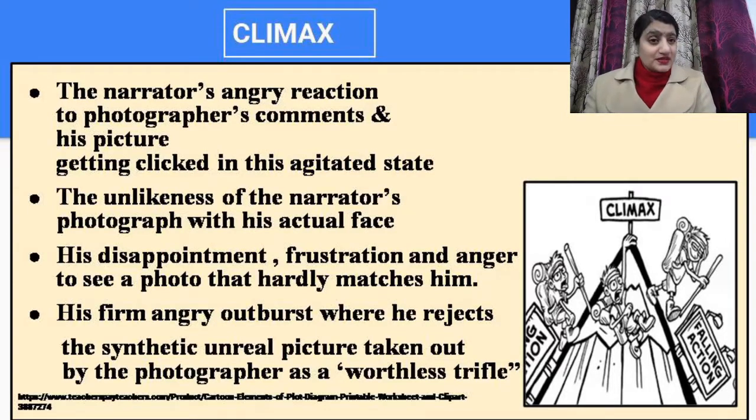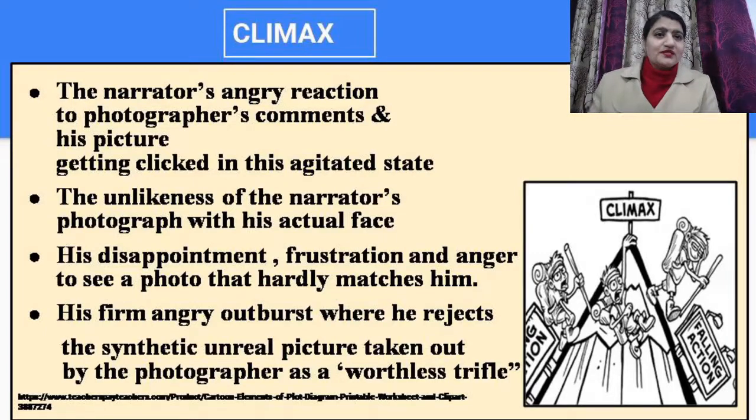And this is the time when the reader wonders what the outcome would be, what kind of a picture he would have. Would he be satisfied with the picture that the photographer would have developed, or would he have another verbal argument or exchange of heated utterances with the photographer? So as readers, one gets very curious to know what turn the events would take once the photograph is clicked.